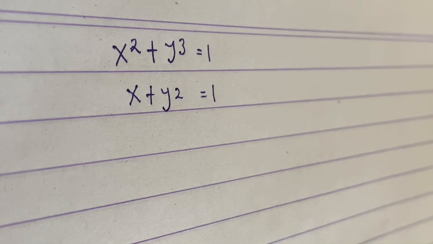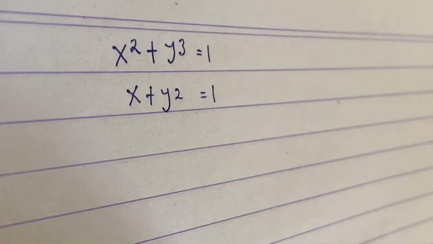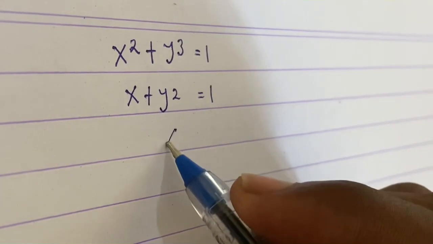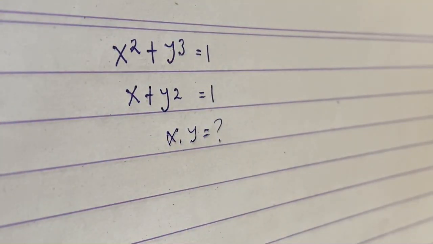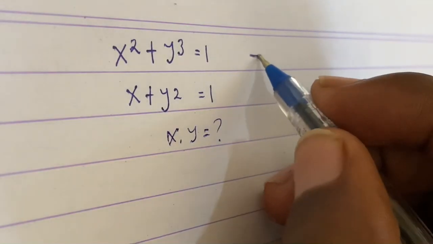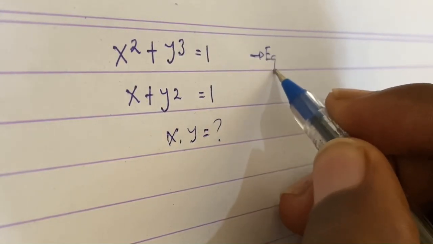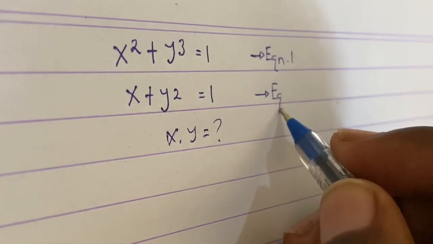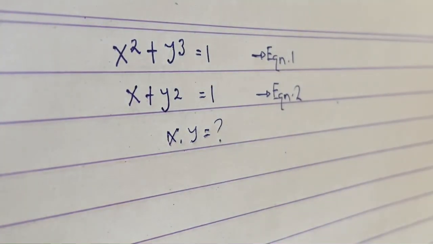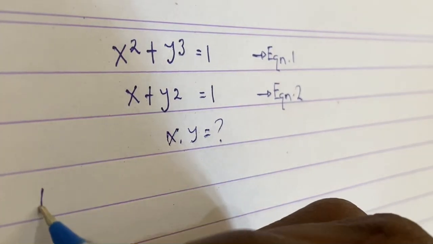We have been given x squared plus y cubed is equal to 1 and x plus y squared is equal to 1. So we need to find the values of x and y. So let's label our equations: equation 1 and equation 2.